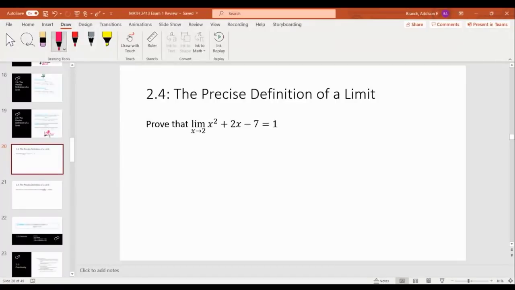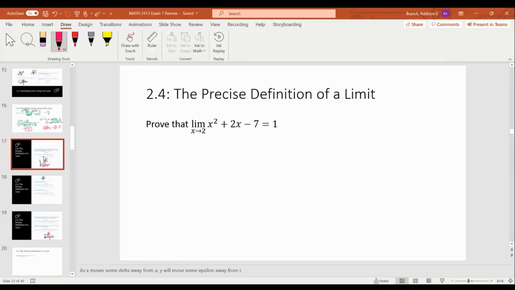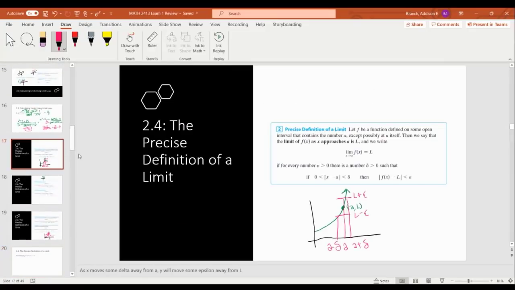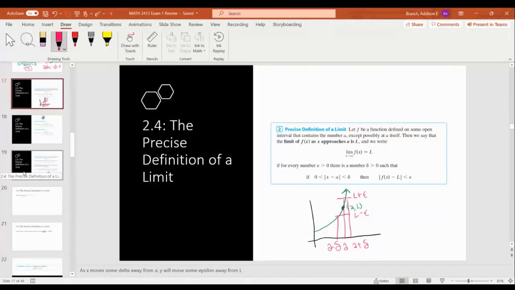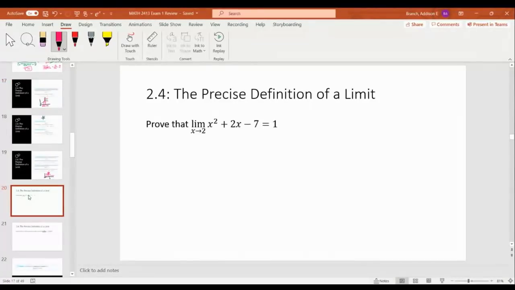So if we go back to that first section, we have our inequalities that they give us. They say that the absolute value of x minus a is less than delta, and the absolute value of f of x minus L is less than epsilon.